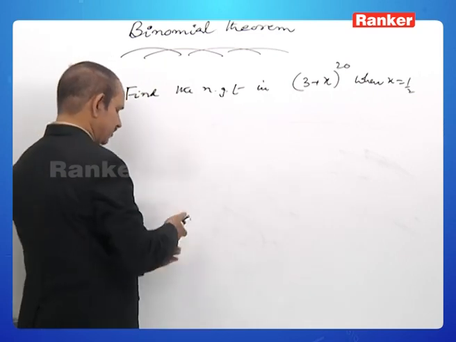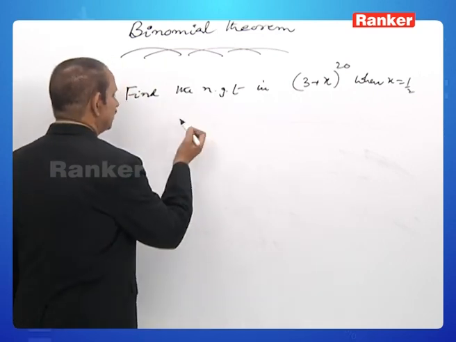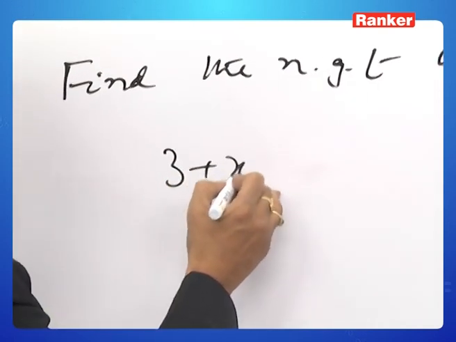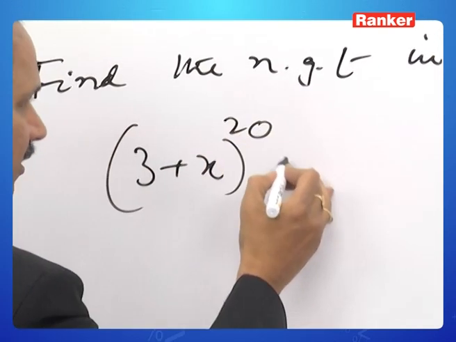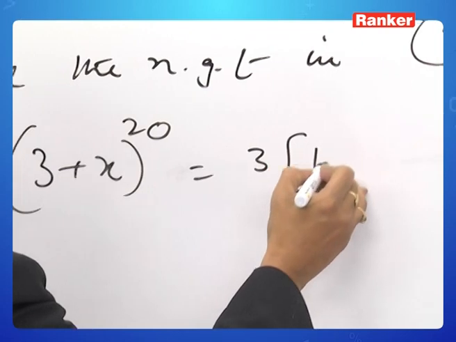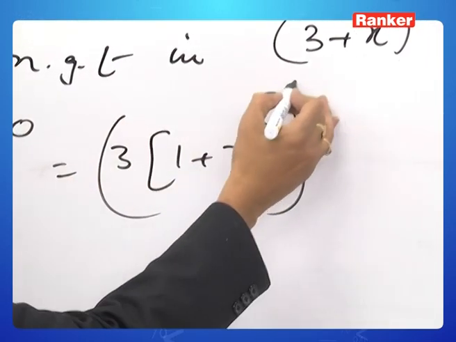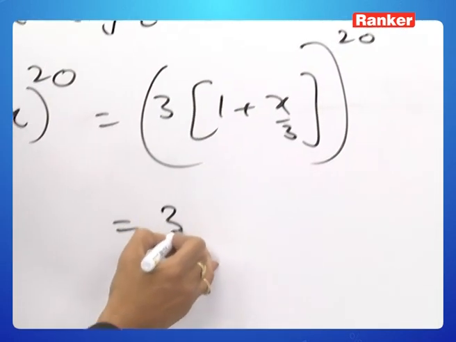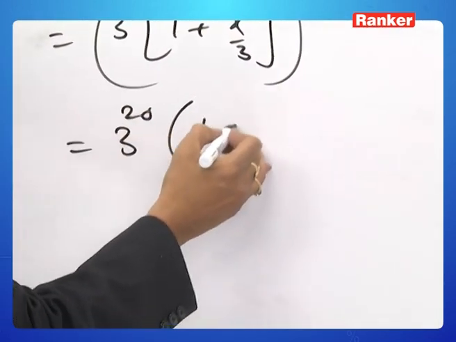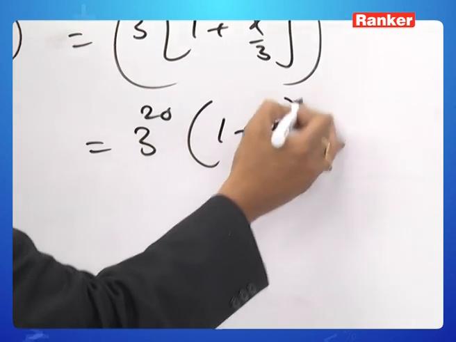Look here, what is the given expansion? (3 + x) to the power of 20. This can be taken as 3 into (1 + x by 3) whole to the power of 20, that is 3 power 20 into (1 + x by 3) whole to the power of 20.